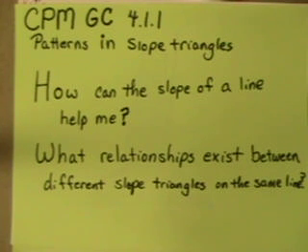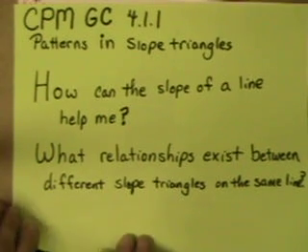Welcome to section 4.1.1. We're starting out this chapter looking at patterns in slope triangles, and by the end of the chapter we hope that we can connect it to similar triangles. Some of the big questions: how can the slope of a line help you? And what relationship exists between different slope triangles on the same line?